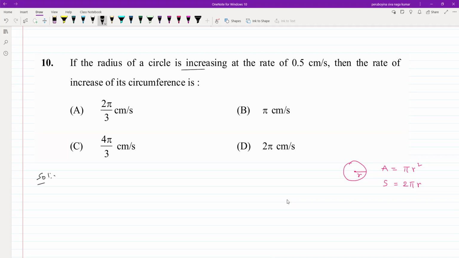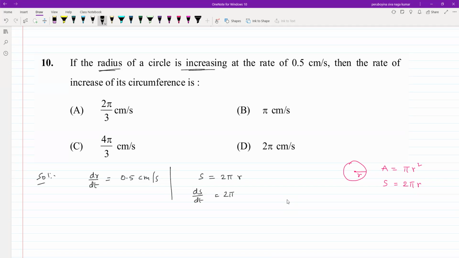It is increasing. Increasing means change is positive. So what is increasing? Radius of a circle is increasing. That means dr by dt equal to 0.5 centimeter per second. Then the rate at which the circumference increases. So S is equal to, we know that it is 2 pi r, and calculate ds by dt.